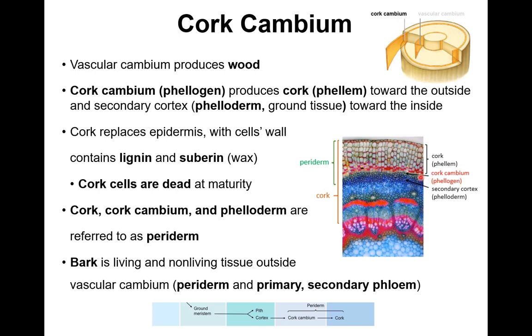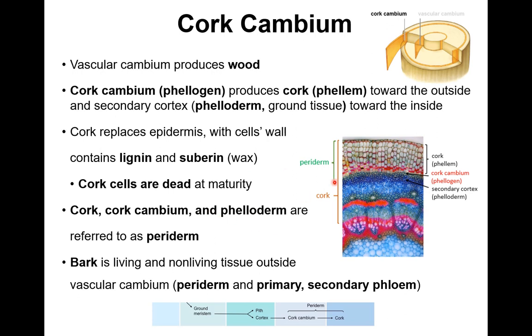Okay, and towards the inside instead, it produces the secondary cortex, which is ground tissue, which is called phelloderm here. By doing that, it's like the dermis that you have under your skin. Imagine. So you have the cork cambium, and this again contributes to the lateral growth, and most importantly contributes to expanding the surface so that it can keep up with the lateral growth of this stem right here.